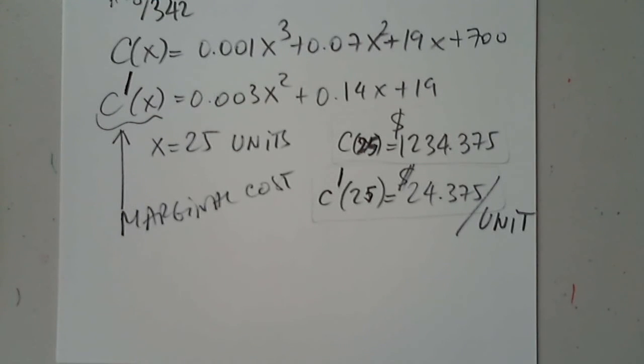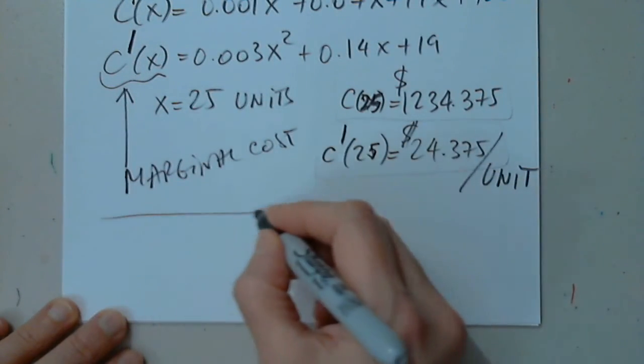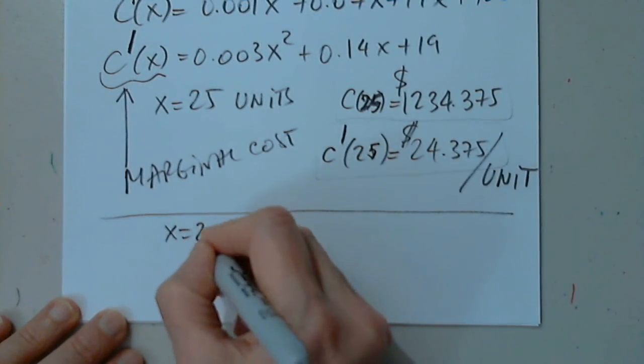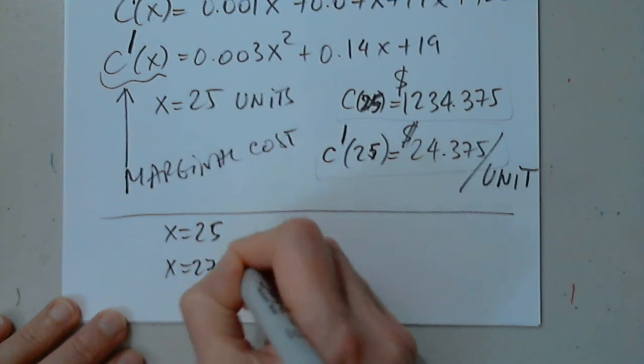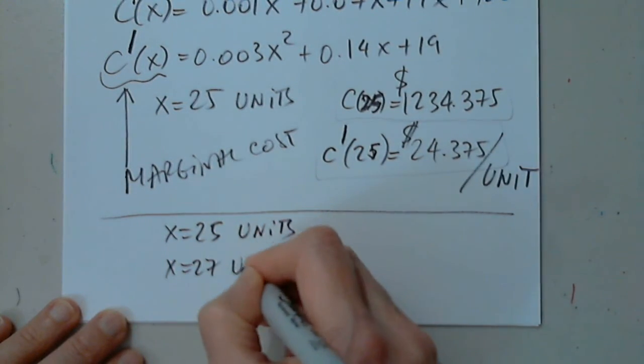Use marginal cost to estimate the difference in cost between producing 25 and 27. So now that's the formula that I kindly ask you to remember. You have open notes, right? So you should have no difficulties. So 25 and 27. So we are talking about X equals 25 and X equals 27 units.